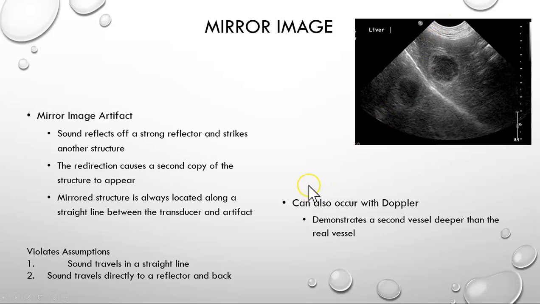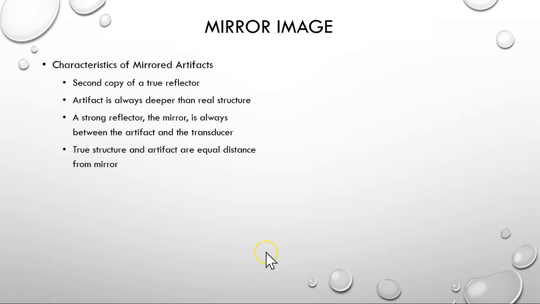This can also occur with Doppler. It's not uncommon to see a second vessel deeper than the real vessel, especially when looking at the subclavian artery or vein. Characteristic of mirrored artifacts is that the second image is a copy of the true reflector. The artifact is always deeper than the real structure, and a strong reflector, the mirror, is always between the artifact and the transducer.